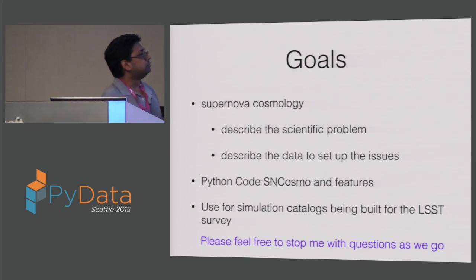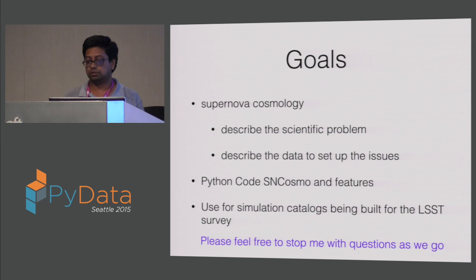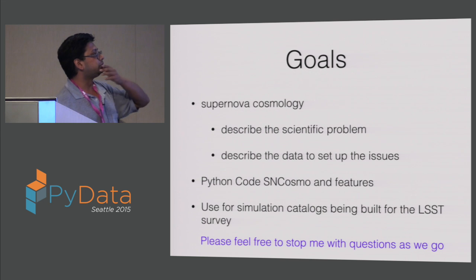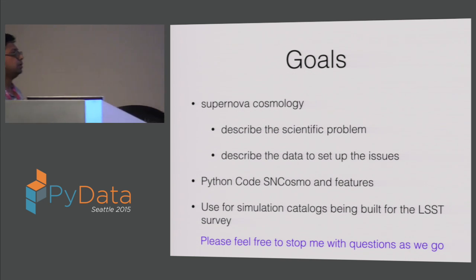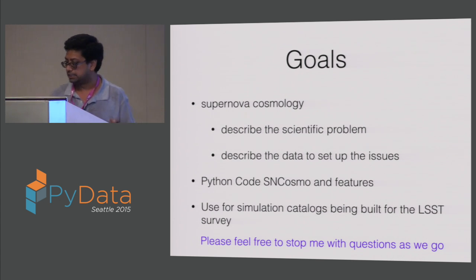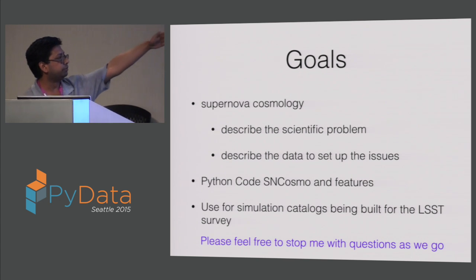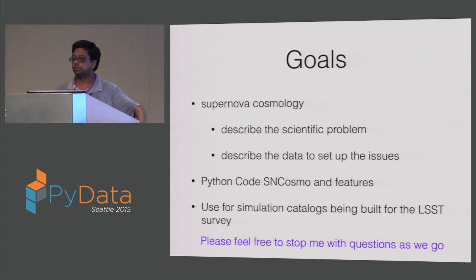And then I'm going to discuss this Python code, SNCosmo, which we have been using for a while now to work with supernovae. And finally, I'm going to try to come up with this example where we are trying to generate simulation catalogs for LSST. And I'll try to show how some of the work that we've done with SNCosmo can be taken in and used for that.